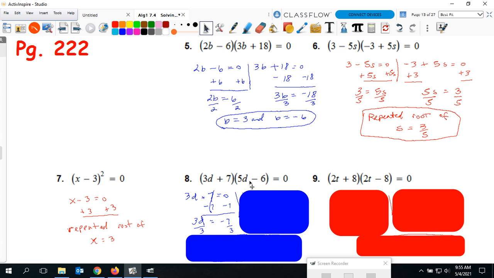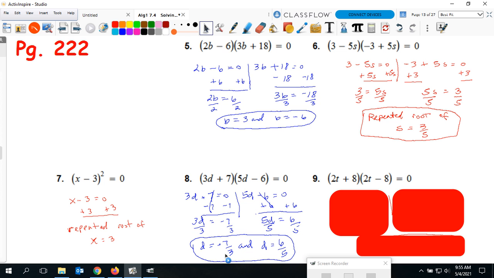And then for the other one over here, we're going to see first 5d minus 6 is equal to 0. That's the zero product property part. And then add 6 to solve it, and then just divide by 5 to finish it off. So 6/5 is our answer on that one. So d is equal to a negative 7/3 and a positive 6/5. You can just leave these as improper fractions.